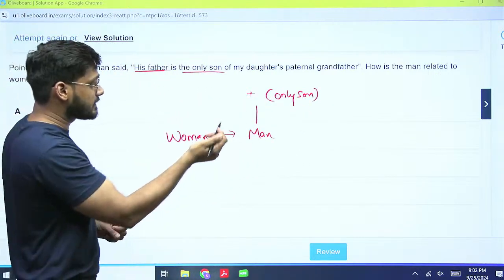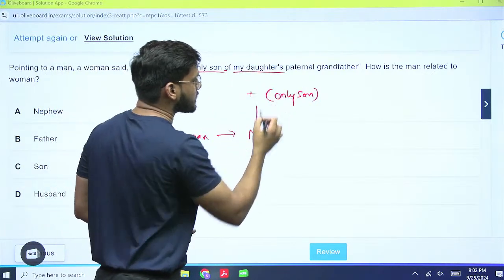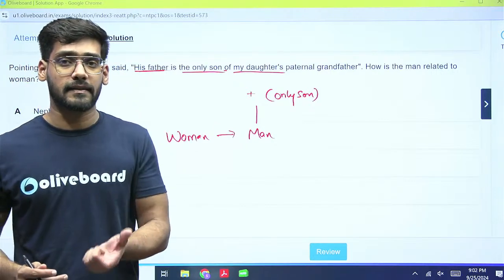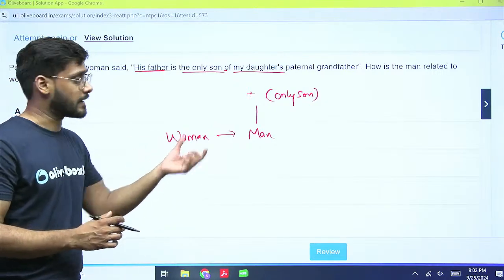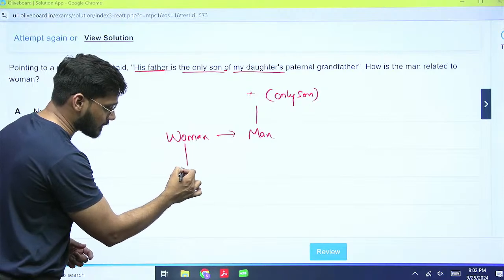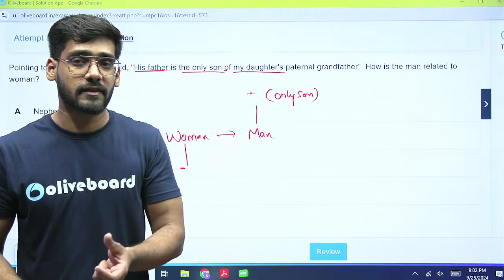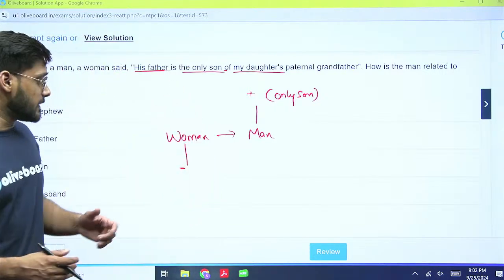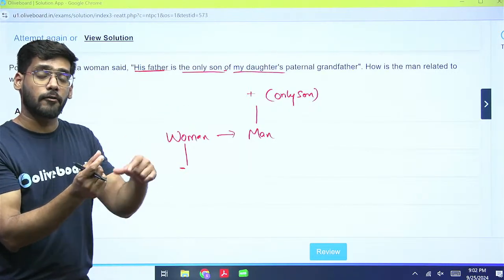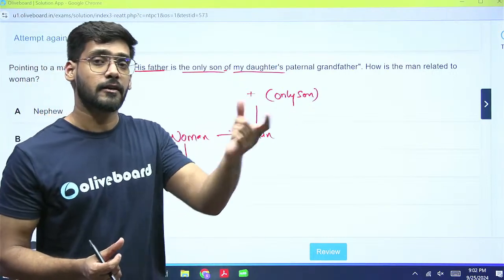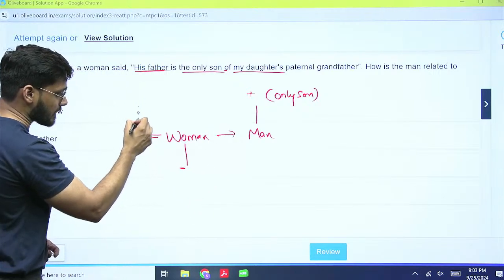Then she has clarified it. The man's father is the only son of my daughter's paternal grandfather. For whom is "my daughter" used? The word "my" is used by the woman for herself. My daughter means the woman's daughter. How do we represent the relation of paternal grandfather? Paternal means the father of father. So my daughter's paternal grandfather means the woman's husband's father.